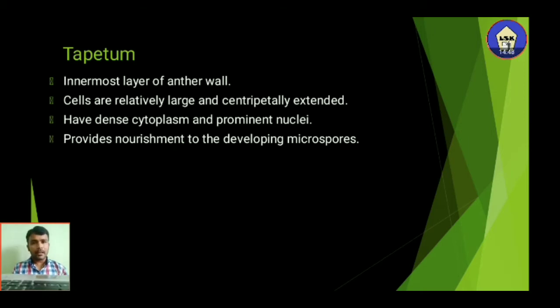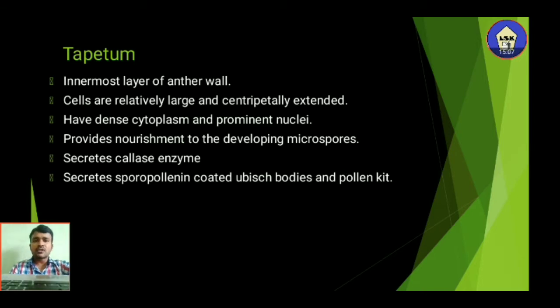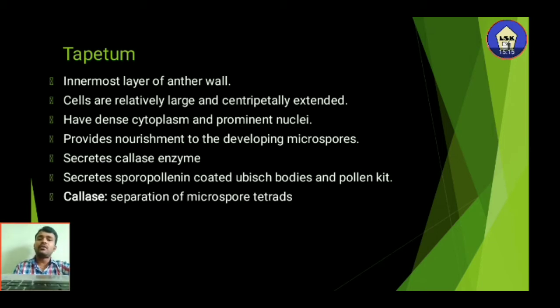The cells of the tapetum consist of reserve food, and these nutrients are provided to the developing pollen grains at the time of microsporogenesis. The next very important feature of tapetum cells is that they secrete an enzyme called callase. They also secrete the sporopollenin coated Ubisch bodies as well as the pollen kit. Then what is the importance of this callase enzyme? Callase is responsible for the separation of microspore tetrads.